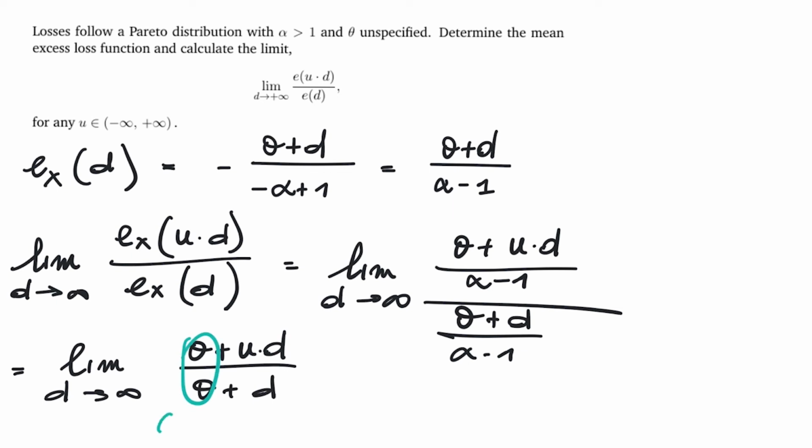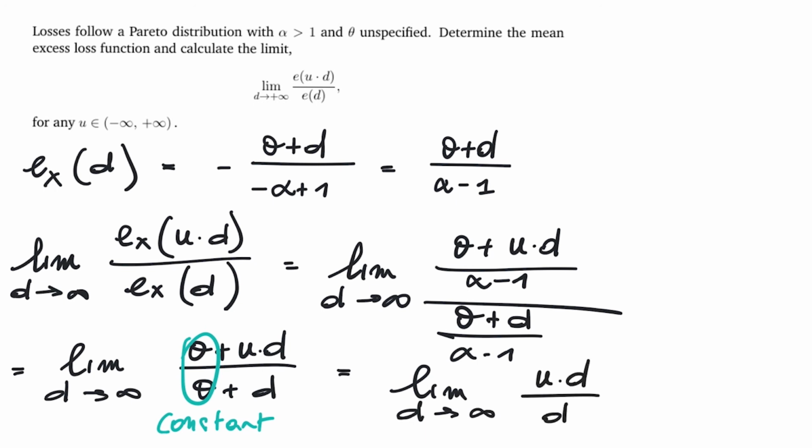Now since theta is a constant, we know that the limit where d goes to infinity of (theta plus u times d) divided by (theta plus d) is equal to the limit where d goes to infinity of u times d divided by d, which is then simply equal to u. And this concludes the exercise.